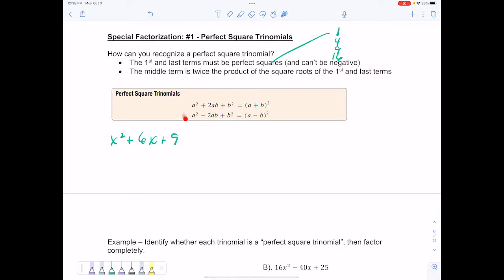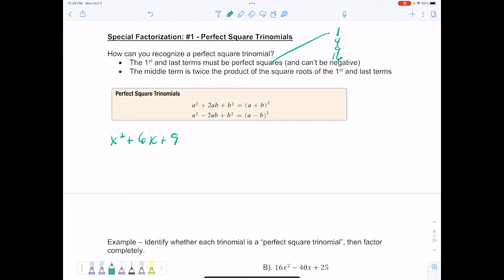Notice that the a squareds and the b squareds are positive in both cases. There can never be negatives here in front of the a squareds or the b squareds. What you can do is try to factor a negative 1 out, or it just wouldn't be a perfect square trinomial. And then you would use one of the methods that we talked about earlier.